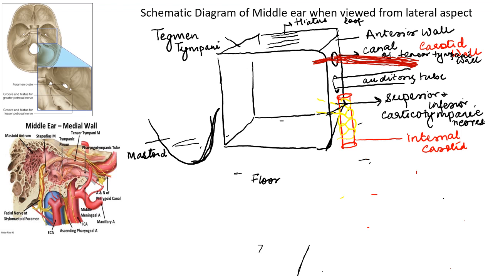Now, this plate of bone is present between the two canals. So, this is the canal for tensor tympani muscle, and this is the canal for auditory tube. This plate of bone between the two canals is prolonged backwards onto the medial wall, and forms a hook-like structure on the medial wall, which is known as processus cochleariformis.